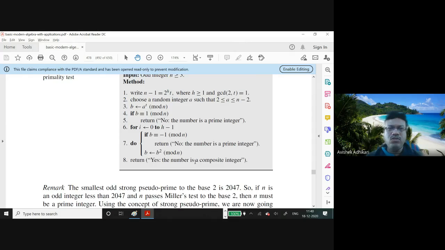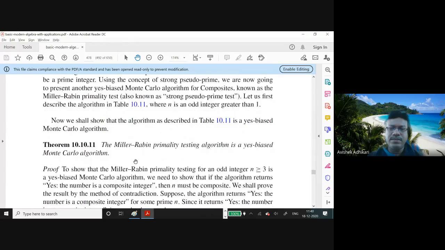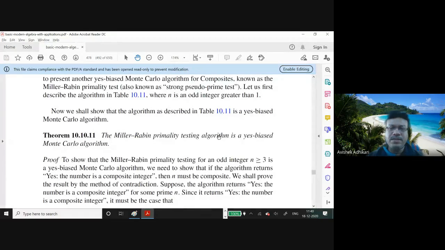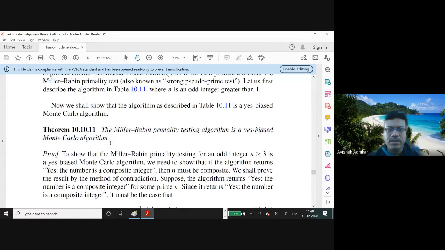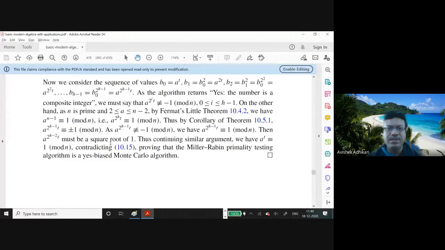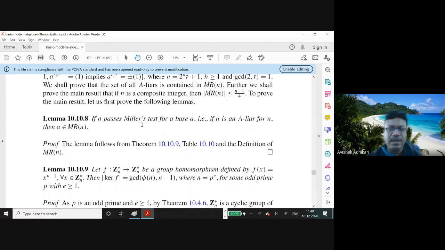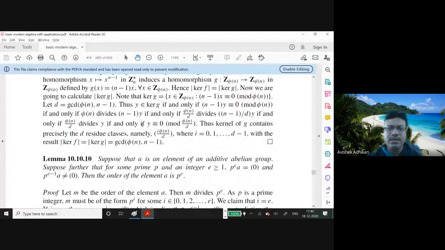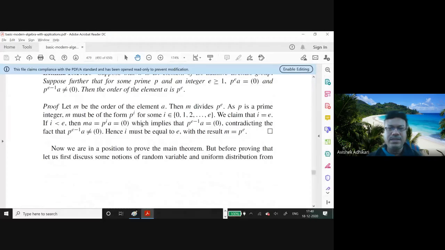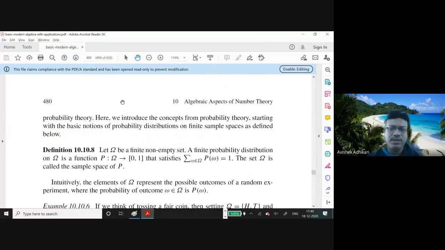So you need to read a bit about this. Not the proofs, you just have a look at the theorems. So at the end it says that the Miller-Rabin primality test is a yes-biased Monte Carlo algorithm. This is important. Yes-biased means that when it says yes, the answer is 100% correct. But when it says no, there might be some error probability. And at the end, we have shown that the error probability is less than half, like the Solovay-Strassen algorithm.